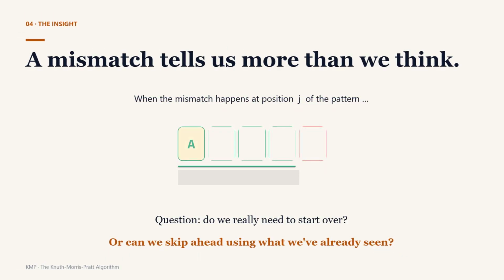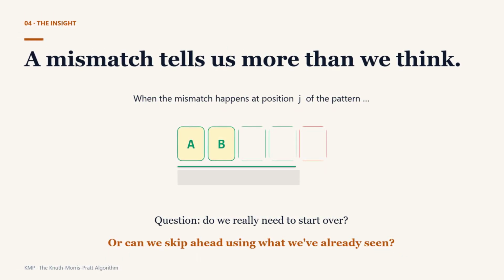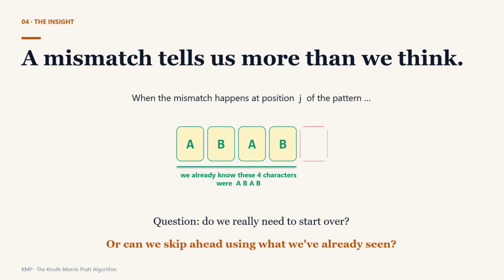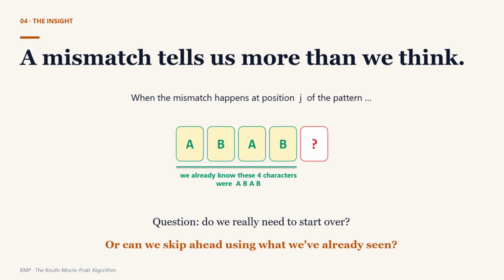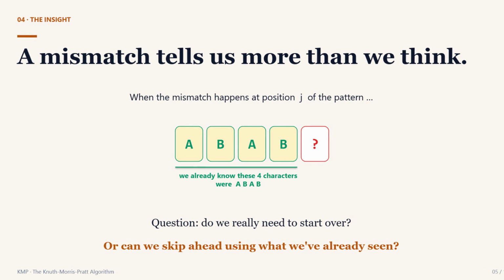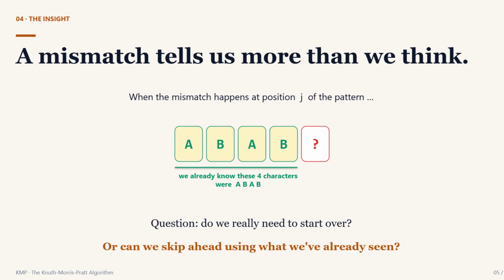Here is what KMP noticed. When a mismatch happens, we have already matched the first few characters of the pattern. We already know exactly what those characters were. So, do we really need to start from scratch? Or can we skip ahead using what we have already seen?